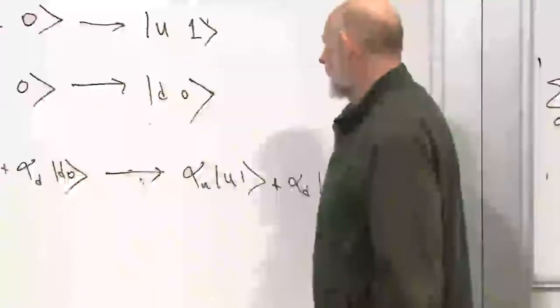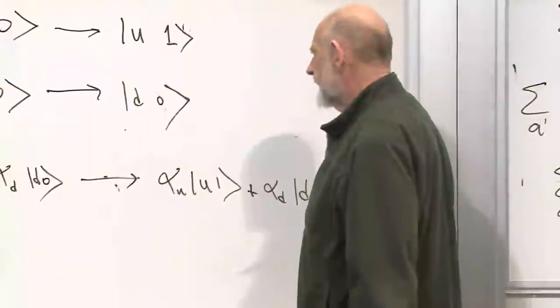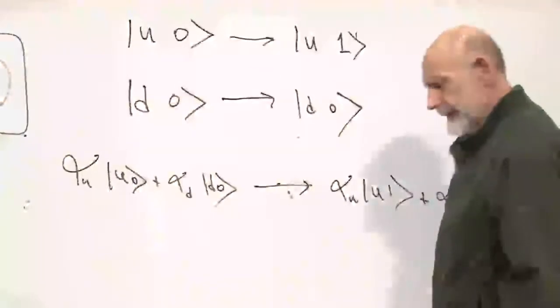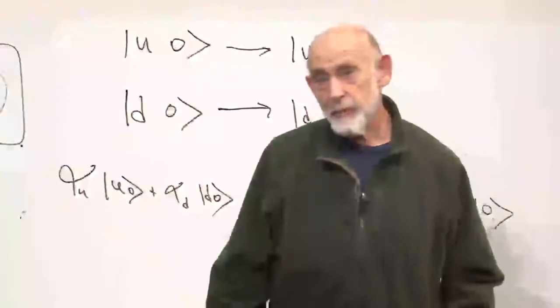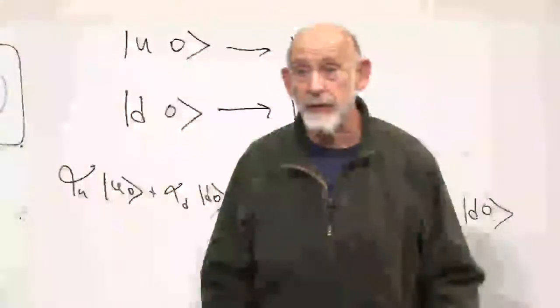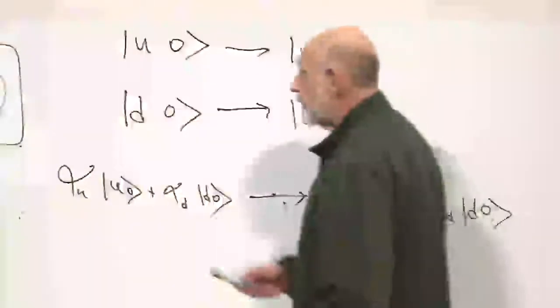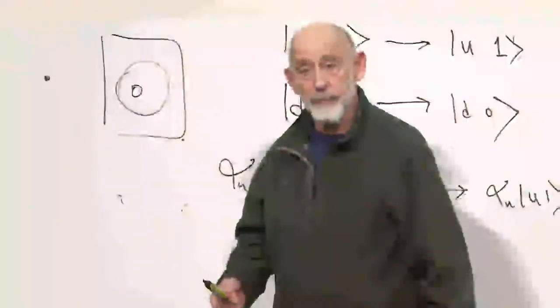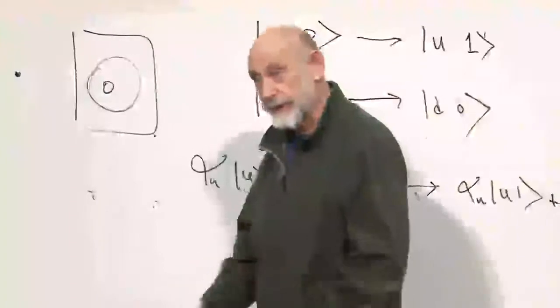Is that clear? It should be very clear. And that's all. That's one way of thinking about measurement. In this language, in which you think of the system and the apparatus together, you never speak about collapse of the wave function. You speak about the development of entanglement.